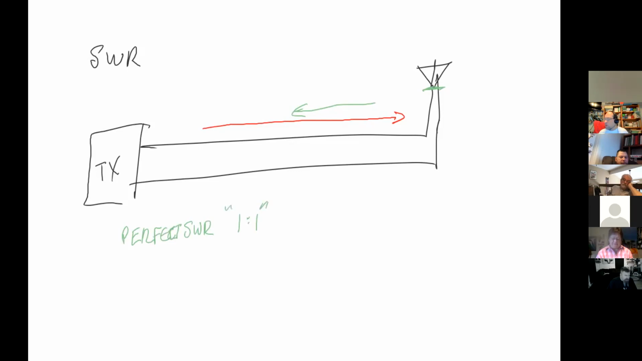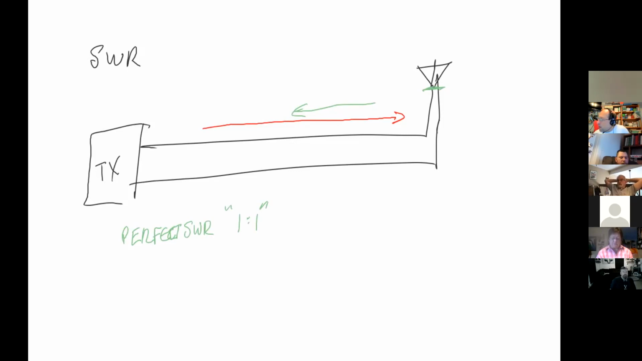So a perfect SWR is nothing comes back or everything comes back? Nothing comes back. In other words, I sent power out and I never see it again. 1-to-1 is a perfect match. You have no power coming back. And that is a 1-to-1 standing wave ratio.